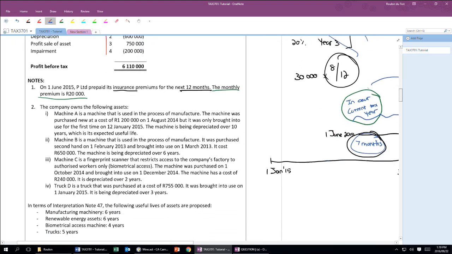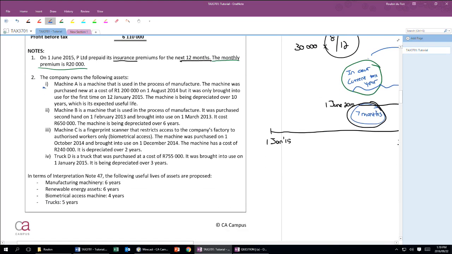Okay, so let's look a little bit at the information they give us. So note 1. Machine A is a machine that is used in the process of manufacture. That is the most important term there. The process of manufacture. The machine was purchased new at a cost of 1.2 million rands on the 1st of August 2014, but it was only brought into use for the first time on the 12th of January 2015.